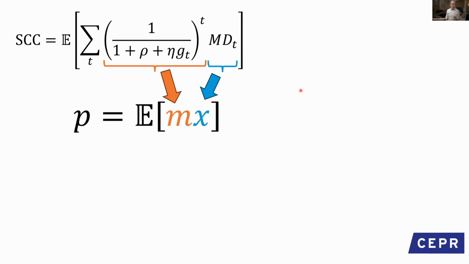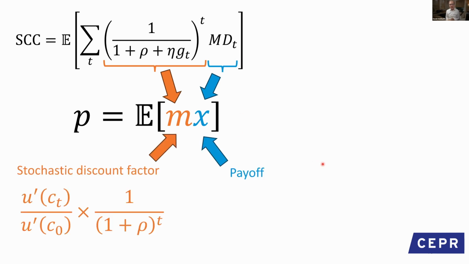For the rest of this presentation, I will use a different notation. I will just call the discount factor M and the marginal damages X, and I will probably call the marginal damages the payoff quite often, and M just a stochastic discount factor. So that's essentially the equation that we're using to price these marginal damages. And this is sort of a standard capital asset pricing equation.